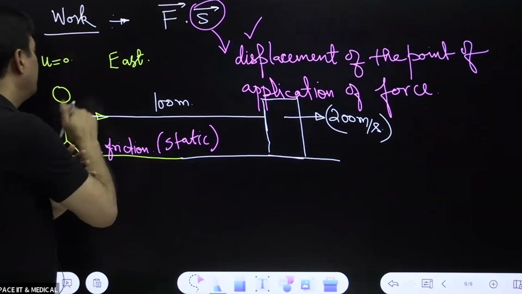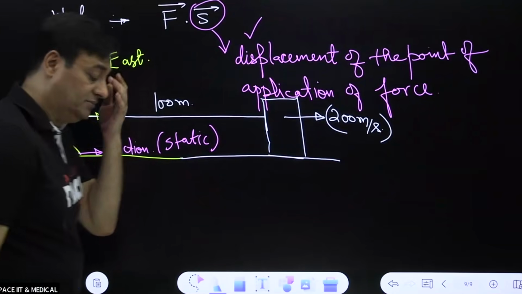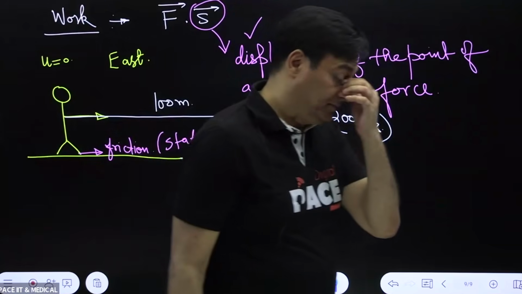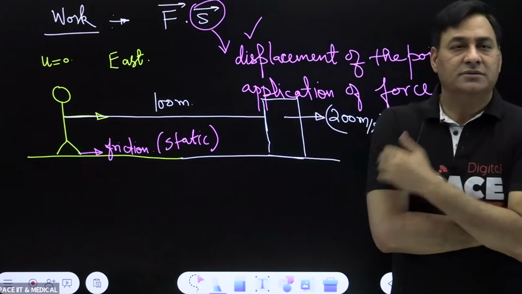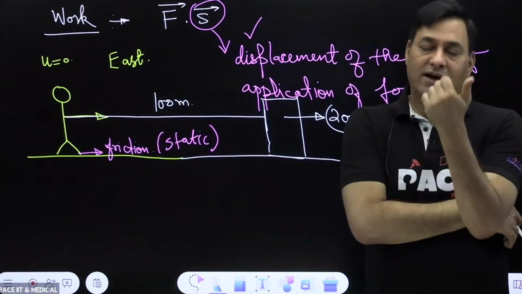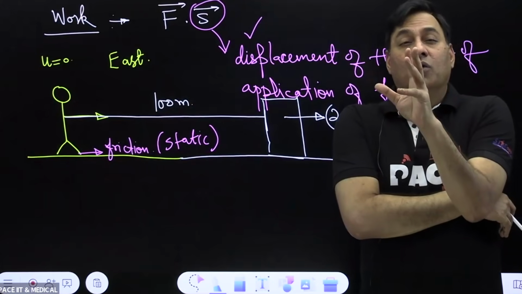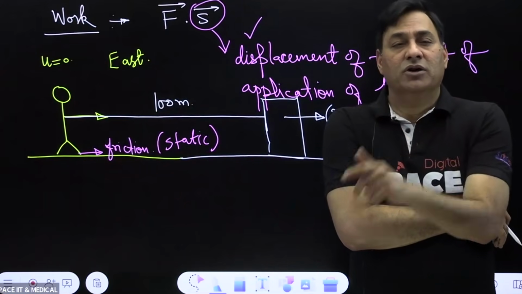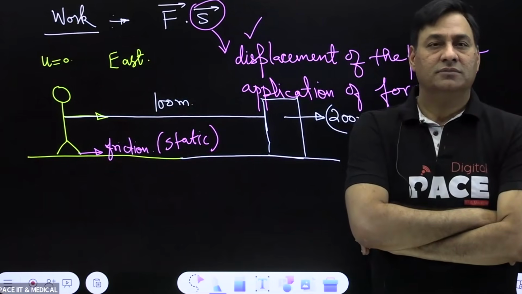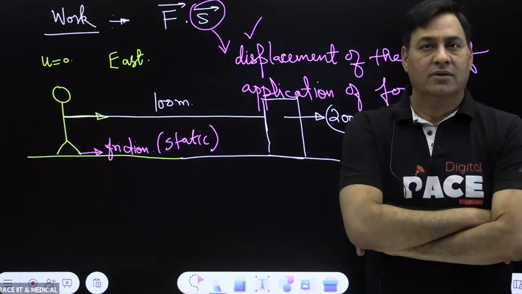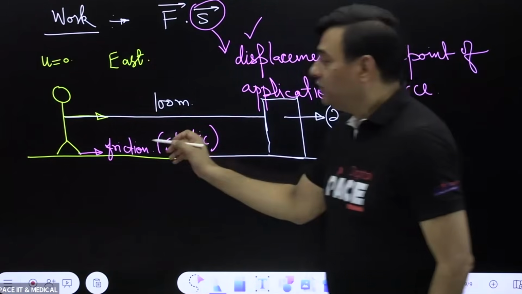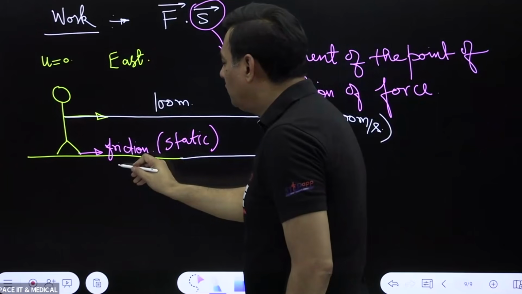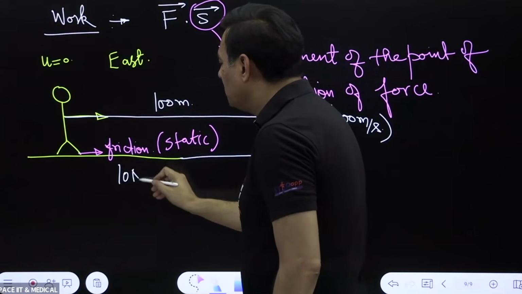What is the kinetic energy initially? Zero. What is the final kinetic energy? Half mv square. Did friction do some work on him or not? No. What is the work done by friction force on him? Zero. Friction force was, say, 10 Newton, suppose.